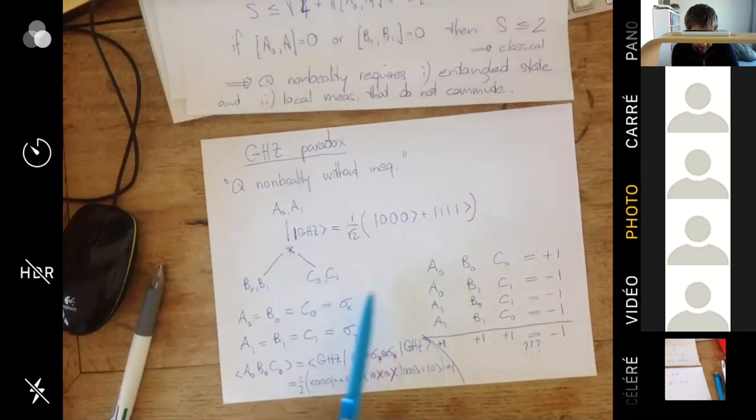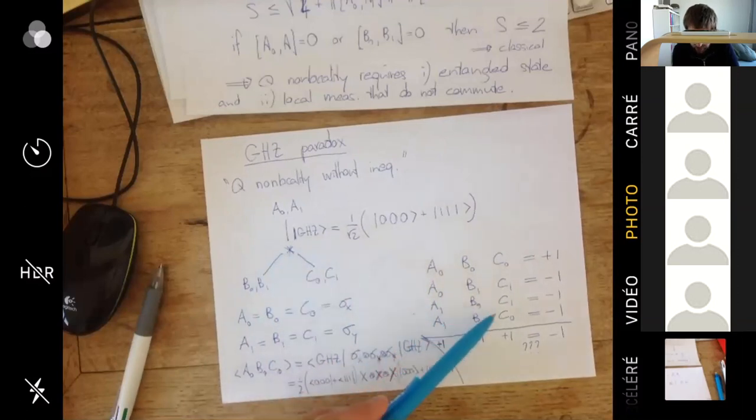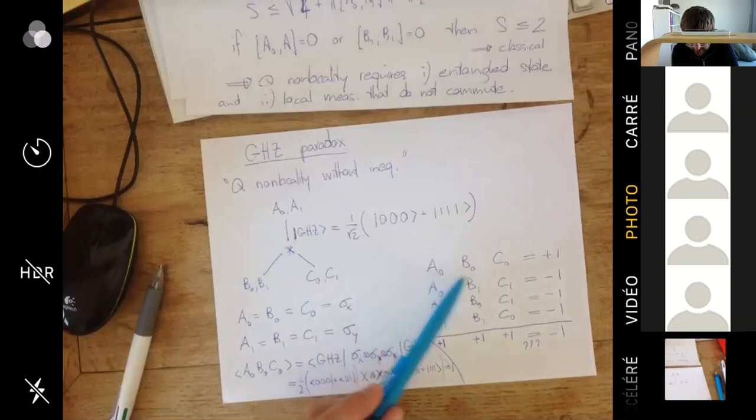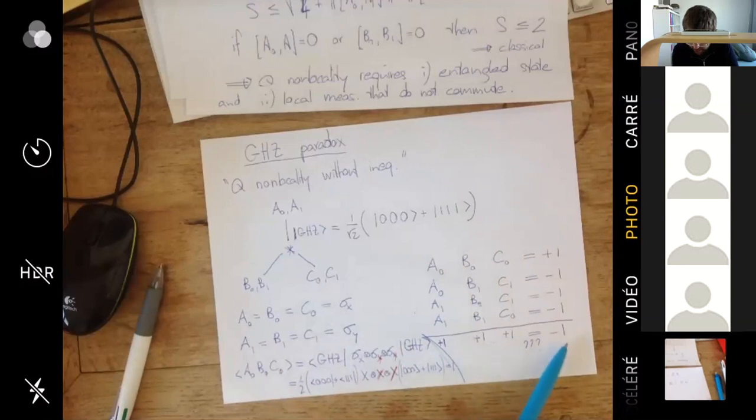Well, it's because if I work in a local theory, if instead of having a quantum state here I have a classical strategy, I can assign +1, -1 values to all of these variables. This is what my strategy is telling me. Now, what this proves is that if I assign these variables classically by any possible strategy, the result here will be incompatible with what quantum mechanics predicts, okay?